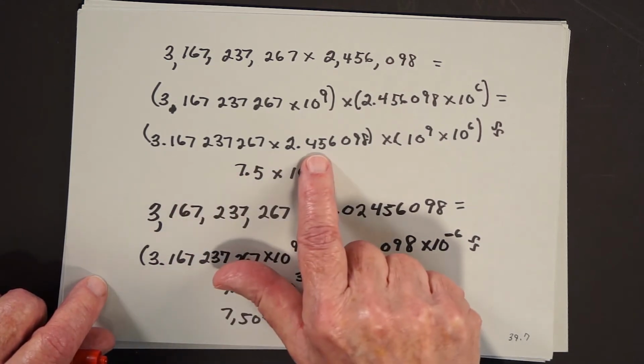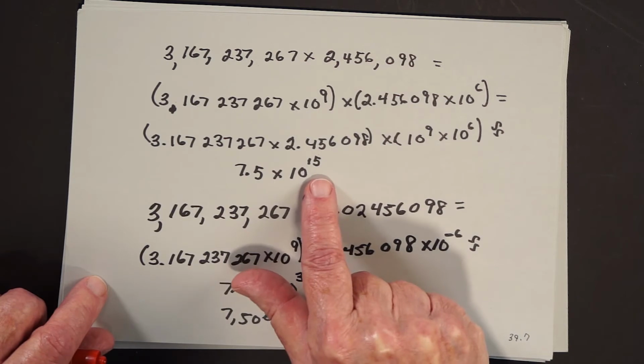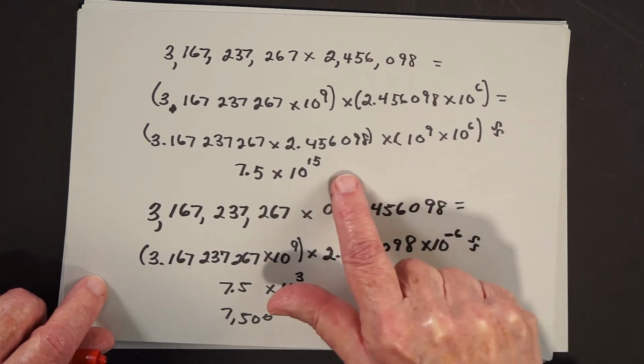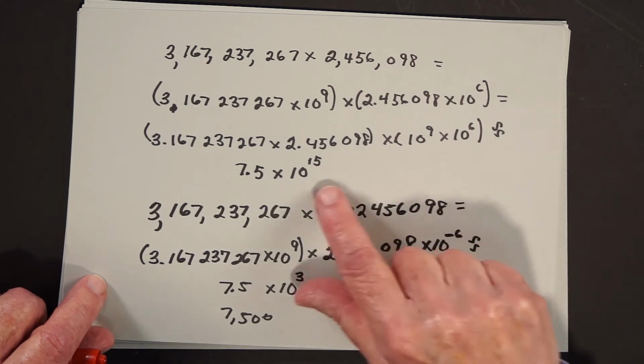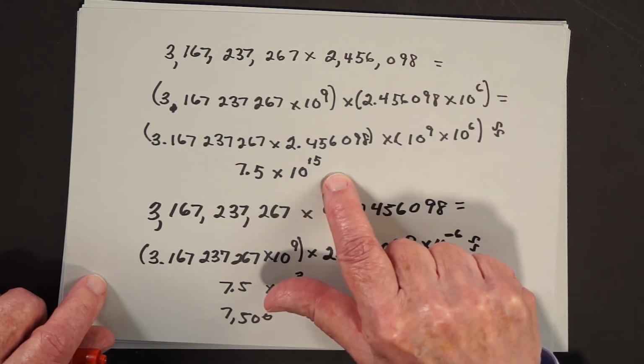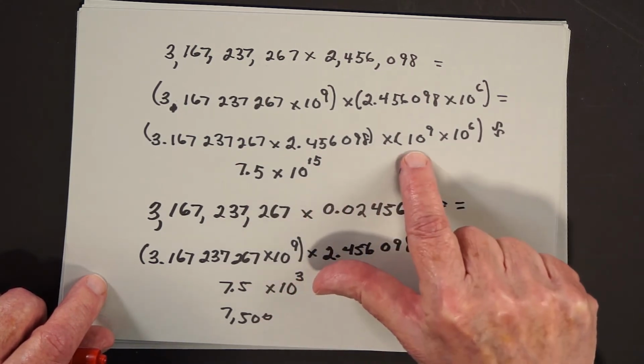See, it's 3 times 2.5. And what's the power of 10? 9 plus 6 is 15. This is basically a 16-digit number. This is a number that's bigger than 10 to the 15th, but smaller than 10 to the 16th.